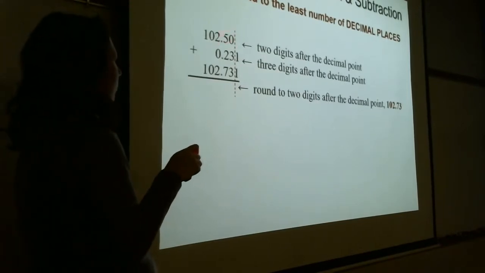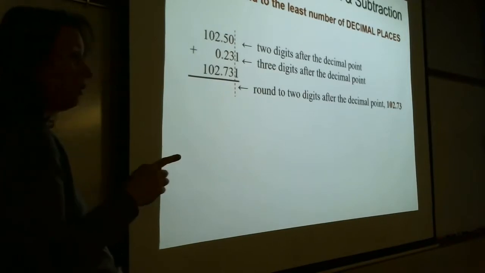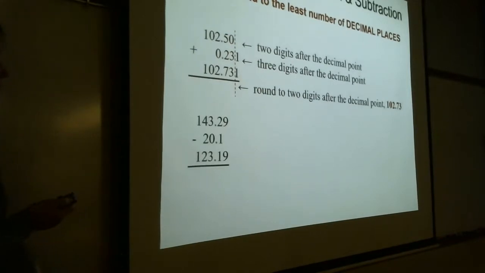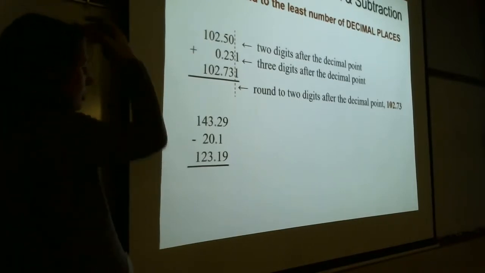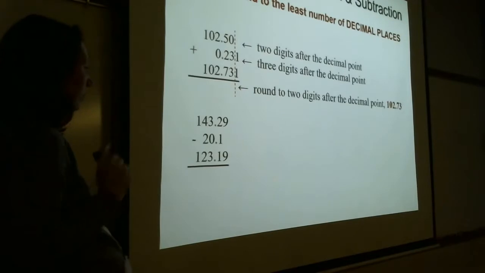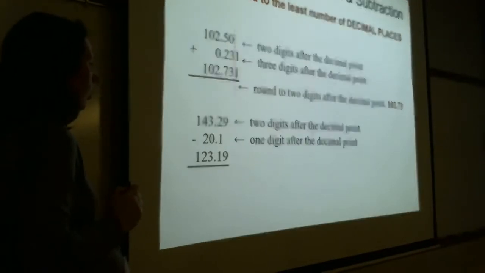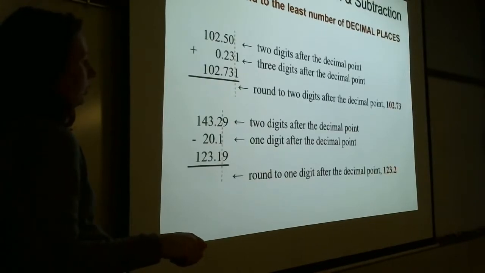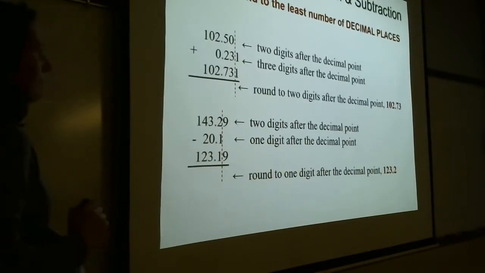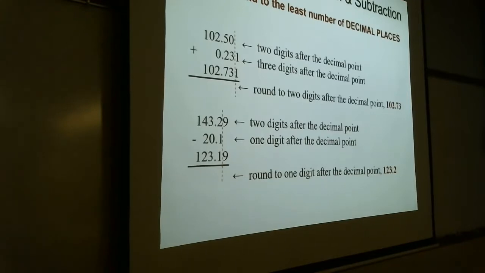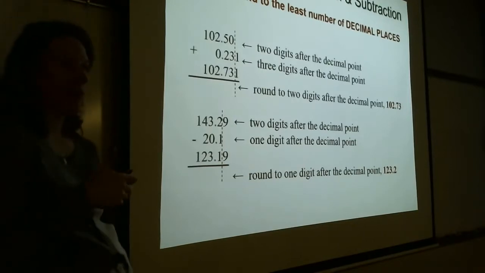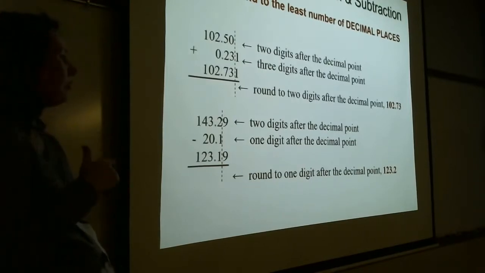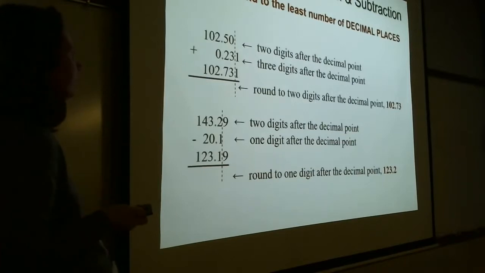So this has got the least number of decimal places. When we're adding or subtracting, we go by decimal places. Here's an example involving subtraction. How many decimal places will I be keeping in this one? One, right? Two versus one. Therefore, I'm rounding to one decimal place, okay? And that's when we add or subtract the values. Make sense? Everybody good? I believe both of these examples are in the notes online.